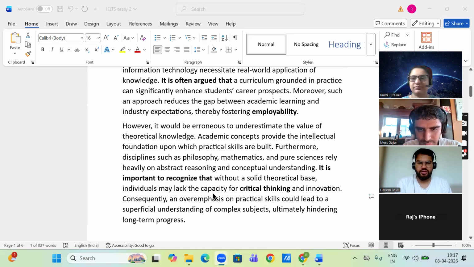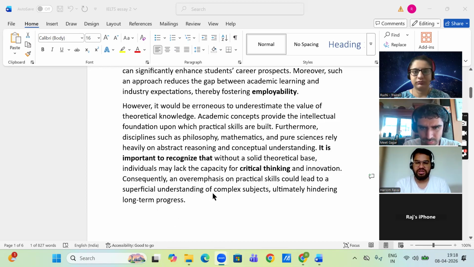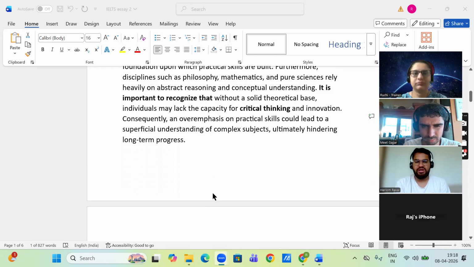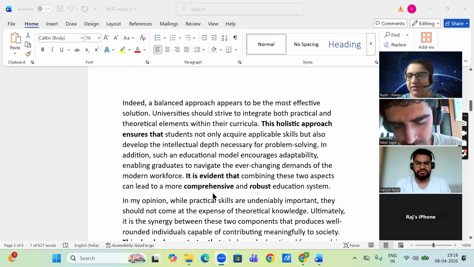I have scrolled up. However, it would be erroneous to underestimate the value of theoretical knowledge. Academic concepts provide the intellectual foundation upon which practical skills are built. Furthermore, disciplines such as philosophy, mathematics, and pure sciences rely heavily on abstract reasoning and conceptual understanding. It is important to recognize that without a solid theoretical base, individuals may lack the capacity for critical thinking and innovation. Consequently, an overemphasis on practical skills could lead to a superficial understanding of complex subjects, ultimately hindering long term progress.